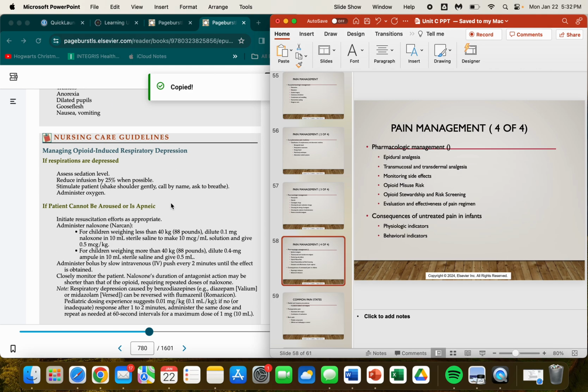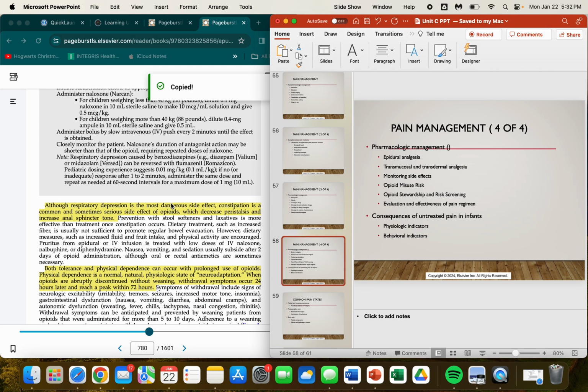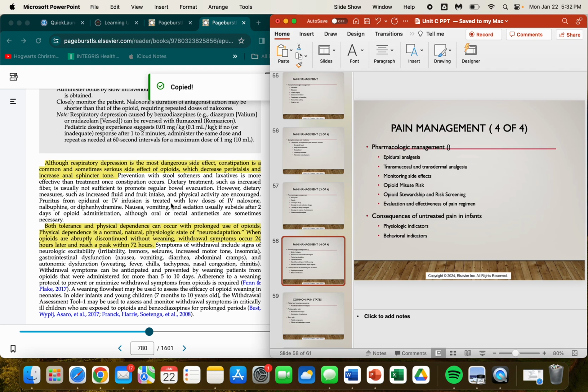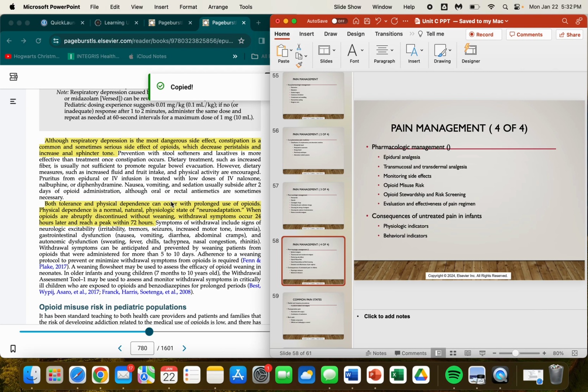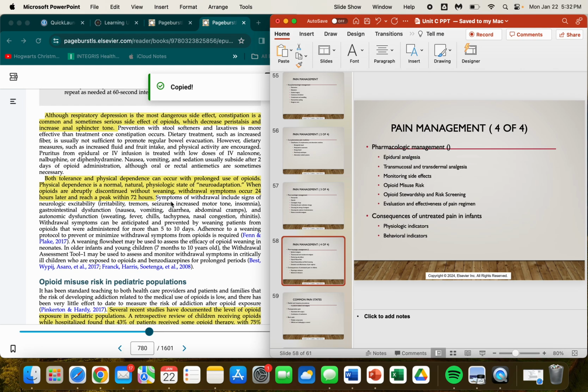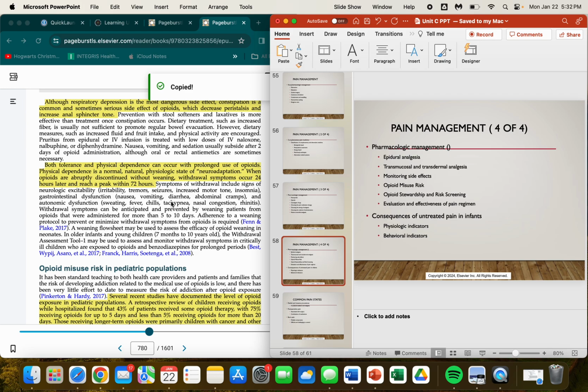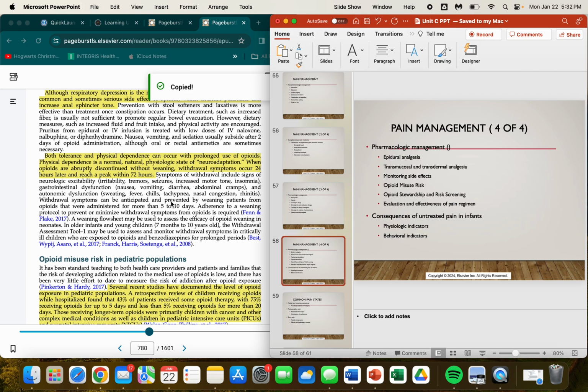We obviously want to assess and monitor our patient for any respiratory depression, but constipation can also be a serious side effect, where we would want to give medication to prevent that, like a stool softener. And then nausea and vomiting can also be side effects that we would want to treat.